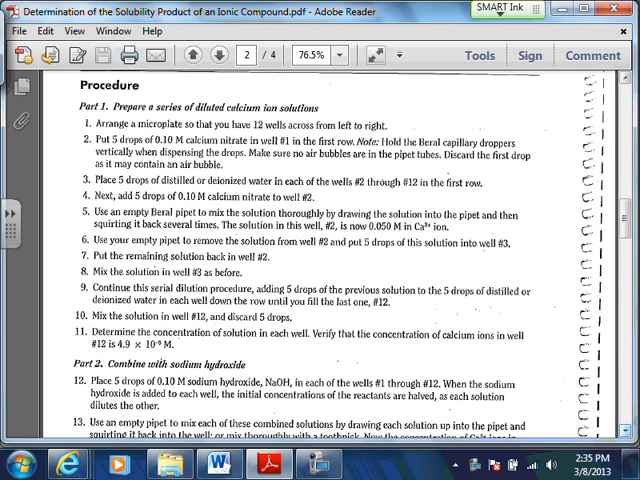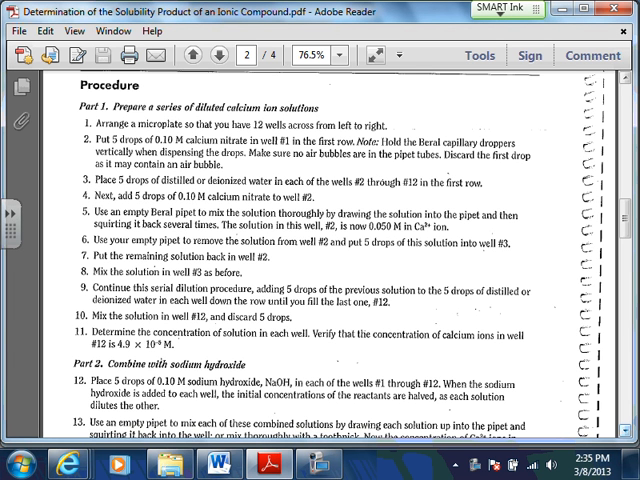You're going to do serial dilutions, which you probably did in biology, where you dilute something by half the concentration, and then you dilute it again by half, and then you keep doing that. The way this is going to work, it says put 5 drops of the 0.1 molar in well 1, and you want to make sure that the drops are about the same size each time. Then you're going to put 5 drops of distilled water in each of the wells 2 through 12. Then you're going to add 5 drops of the 0.1 molar to well 2. It already has 5 drops of distilled water, so that's going to cut your concentration in half, so it'll be 0.05.